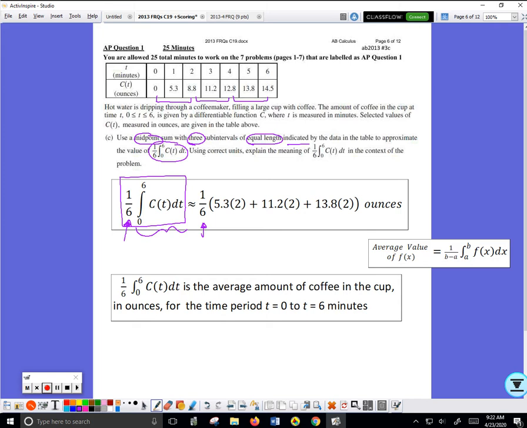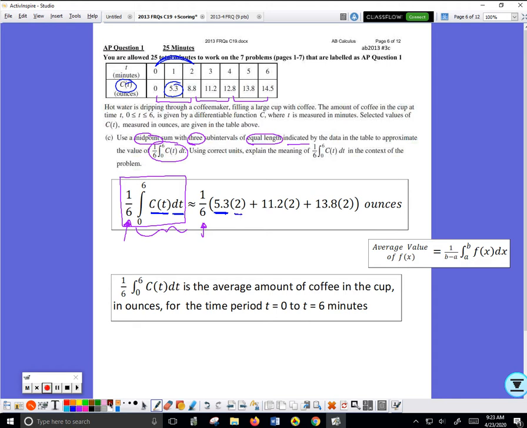For the Riemann sum, you simply take the value of C, because we're integrating C, that is in the middle of the first subinterval. You write that down. You then multiply by the dt for the first subinterval. That dt is 2. You then repeat the process for the other subintervals.